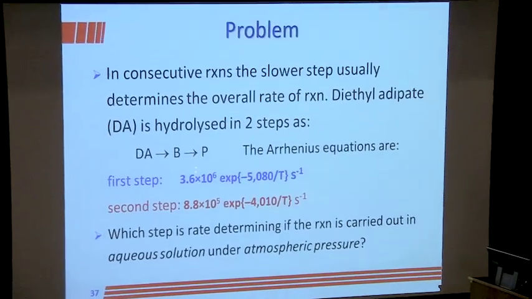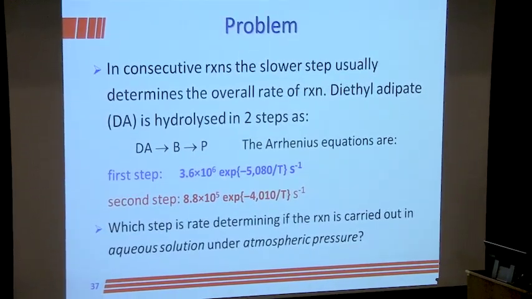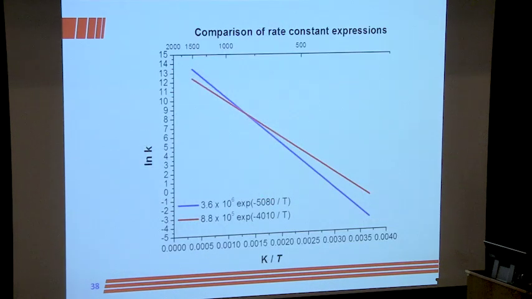Here, the frequency factor is higher, but also the activation energy is higher. Here, the frequency factor is lower, and the activation energy is lower. So which step is rate determining if the reaction is carried out in aqueous solution at atmospheric pressure? And here, I've plotted them. I should really plot the red line as a blue line and the blue line as a red line. But anyway, it's plotted the way it is now. I like to have the visual, which helps.